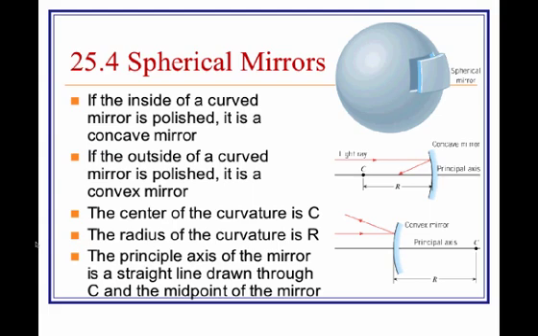There are two parts of the mirror, two measurements, that we're really concerned with. The radius, R, and the center of curvature, C. And we'll see in a second how these are related to the focal point.